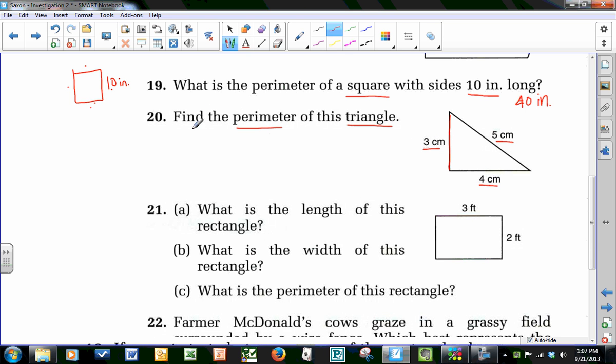It's just an equation. 3 plus 4 plus 5 centimeters would equal the perimeter. So 3 plus 4 is 7. 7 plus 5 is, that's right, 12. 12 centimeters. So it doesn't really matter how many sides you have, you still do the same operation, which is adding all the sides that you do have.